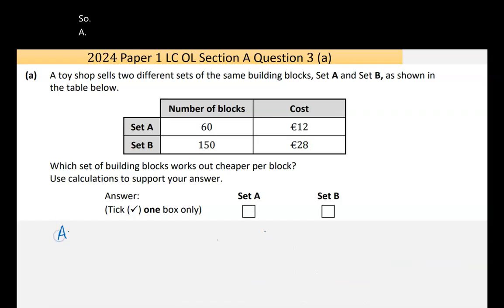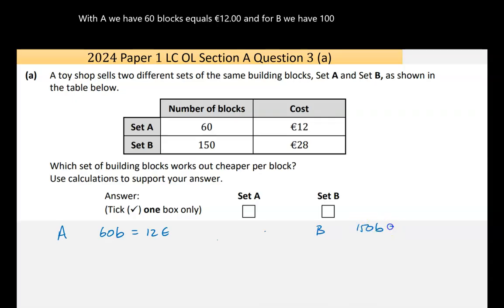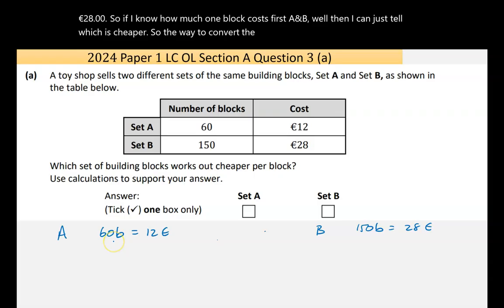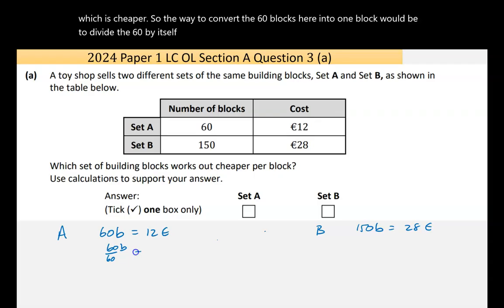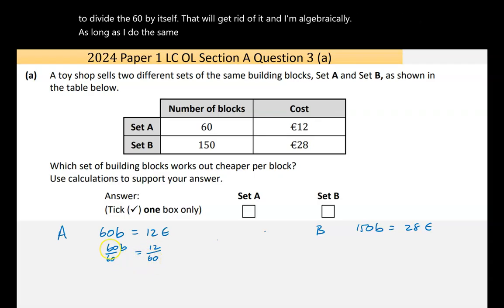So with A, we have 60 blocks equals €12. And for B, we have 150 blocks is equal to €28. If I know how much one block costs for A and B, then I can tell which is cheaper. The way to convert the 60 blocks into one block would be to divide the 60 by itself. That will get rid of it, and I'm algebraically correct as long as I do the same thing to the other side.